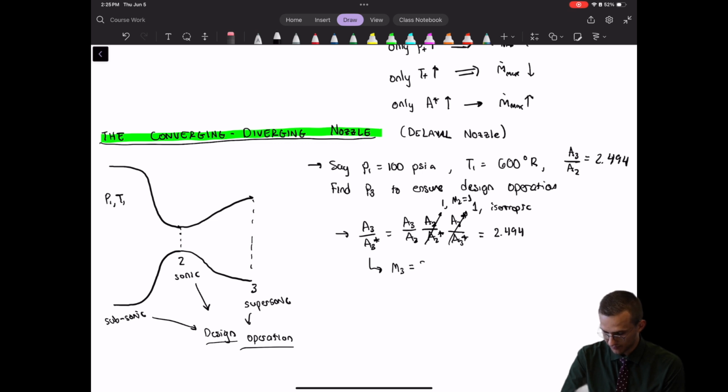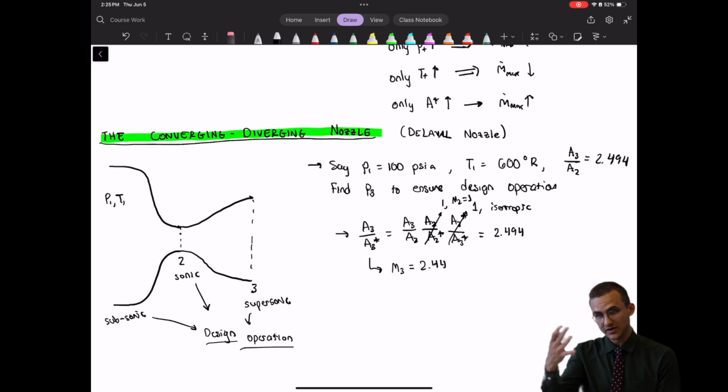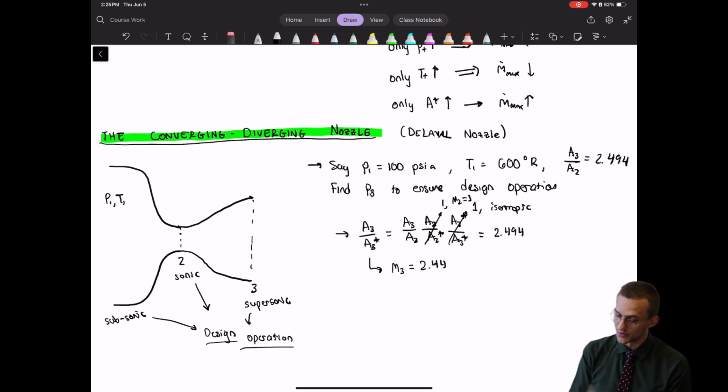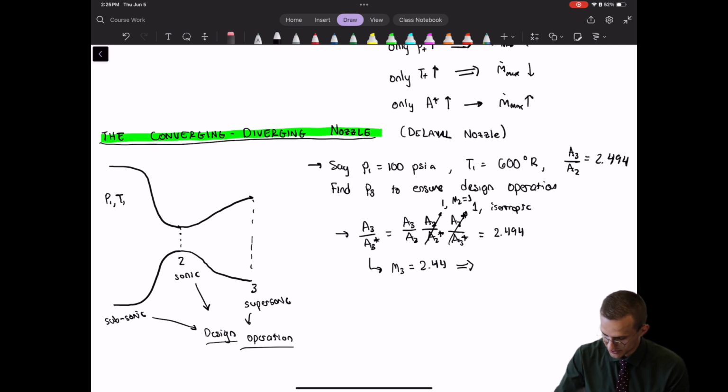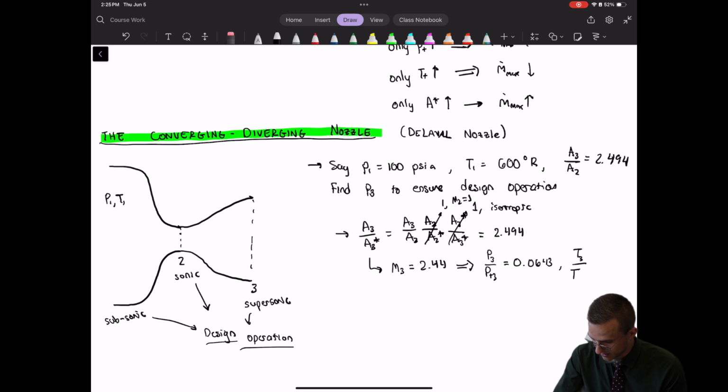And if we look at the supersonic section of the isentropic table, this tells us that M3 is equal to 2.44. Now, you will find a subsonic M3, but we're looking for the supersonic operation, so we're looking for the supersonic root. And then we can read off the pressure and temperature ratios from the same row of that table. So P3 over PT3 is 0.0643, and T3 over TT3 is 0.4565.